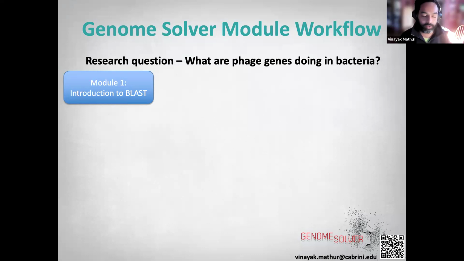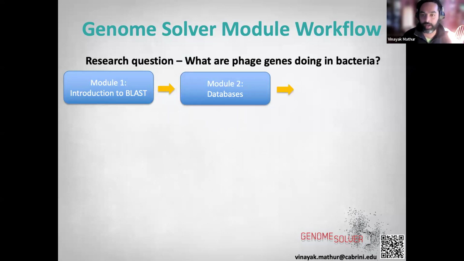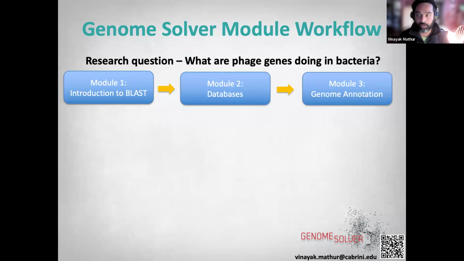The first module is our BLAST module, which introduces the BLAST tool and gets students familiar with using BLAST to search against a database. The second module is the databases, thinking about where the genomic information is found. The third module looks at genome annotation and talks to students about structural and functional annotation.